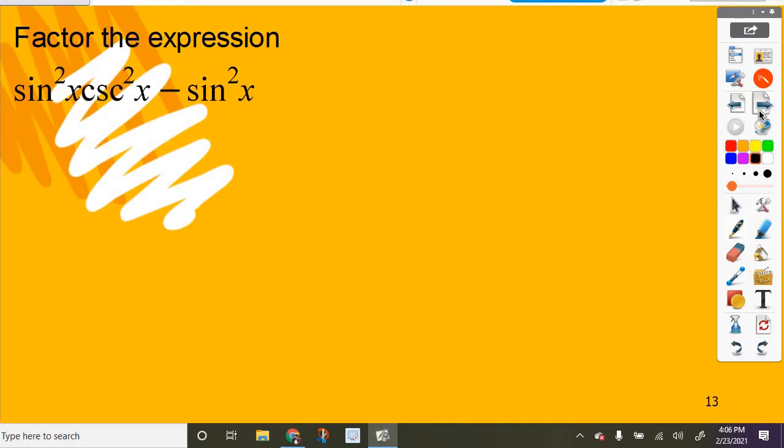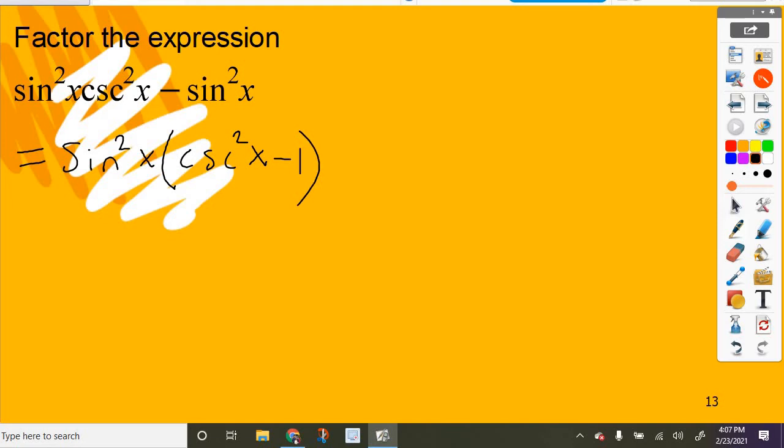And so hopefully we recall back to our factoring techniques. Remember, one of our biggest and most important techniques is to always look to see if we have a greatest common factor and to try and factor that out first. In this case, we do have a greatest common factor, and that greatest common factor is sine squared of x. And so we would be left with cosecant squared of x minus 1.